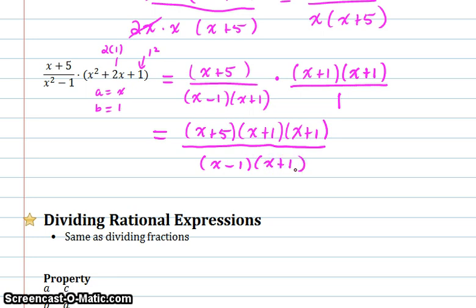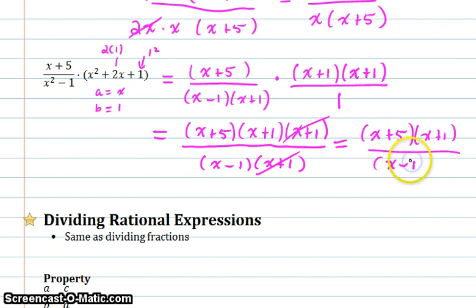Now we want to look for what can we cancel out. We have an x plus 1 both in the top and the bottom. So those both cancel out. Then we're left with x plus 5 times x plus 1 over x minus 1. And that's our final answer.